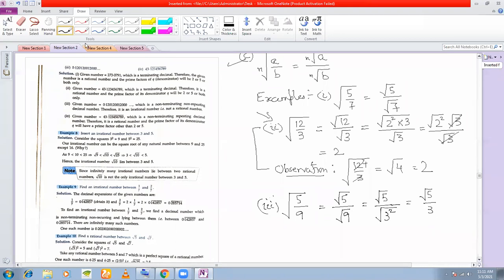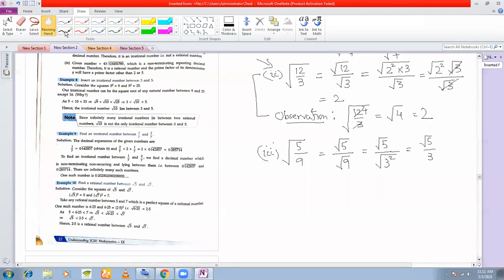Now, can anyone tell me what kind of a surd is square root of 5 by 3? A mixed surd. Why is it a mixed surd? Because square root of 5 by 3 can be written as 1/3 square root of 5, which is a mixed surd. Okay. This you must observe.